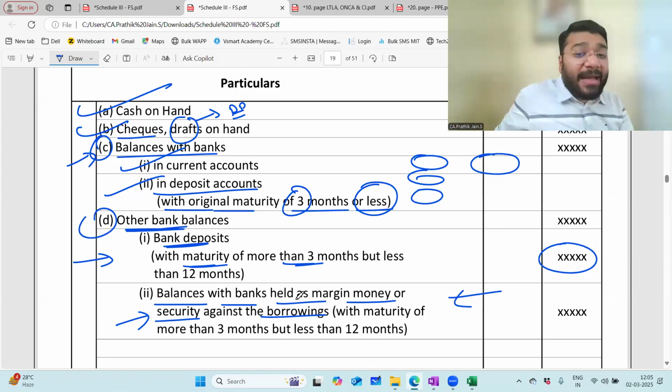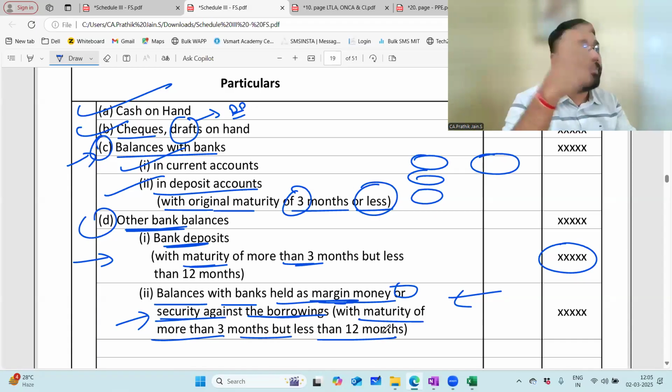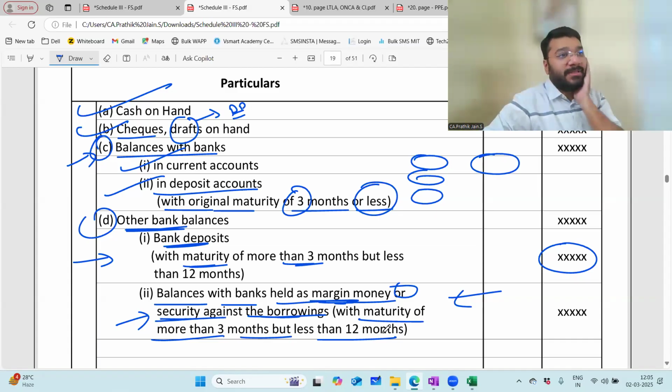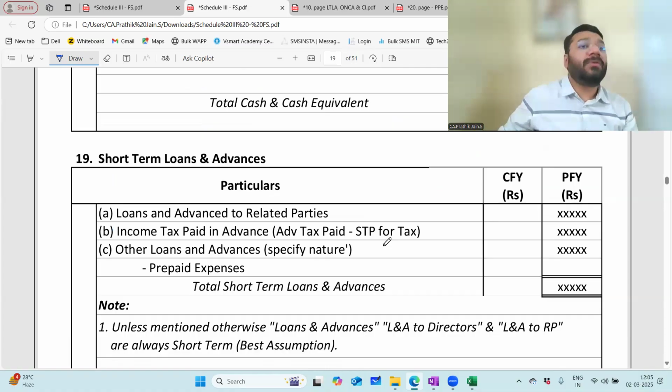So balance with bank held as margin money or security against borrowing with a maturity of more than 3 months but less than 12 months. When the right time comes, we'll discuss about this in depth. But still it will be shown in that. Yes. But then where will you show otherwise? Short-term loans and advances.